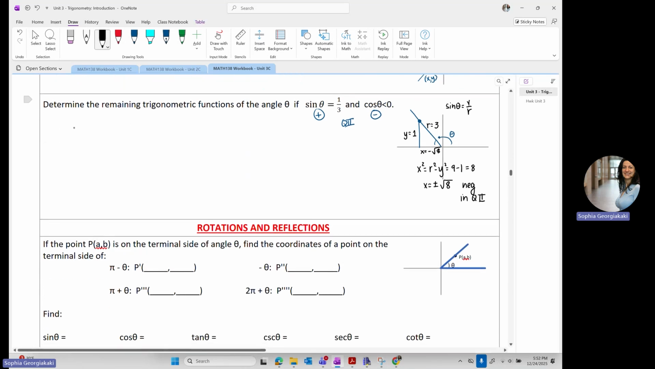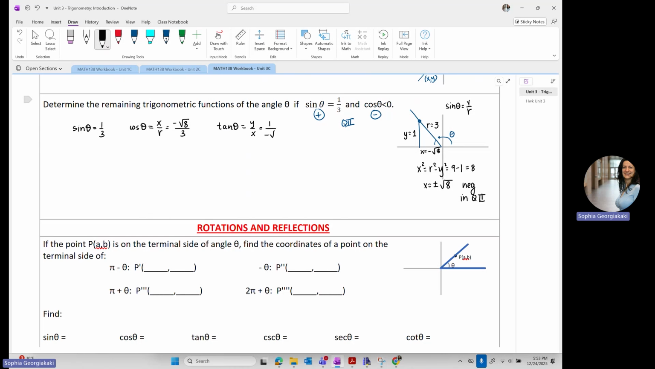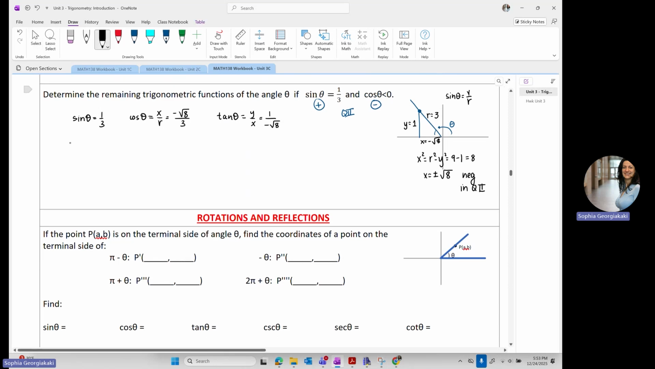So to find the sine of theta, they gave it to me, it is 1/3. To find the cosine of theta, I'm going to use the formulas. X divided by r, negative square root of 8 divided by 3. The tangent of theta will be y divided by x, which is 1 over the negative square root of 8. I may have to rationalize the denominator if the problem asks me to do that. The cosecant of theta is 3 over 1. The secant of theta will be 3 over the negative square root of 8. And the cotangent of theta will be negative square root of 8 divided by 1.